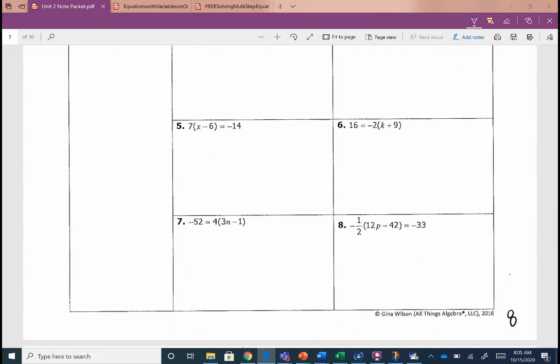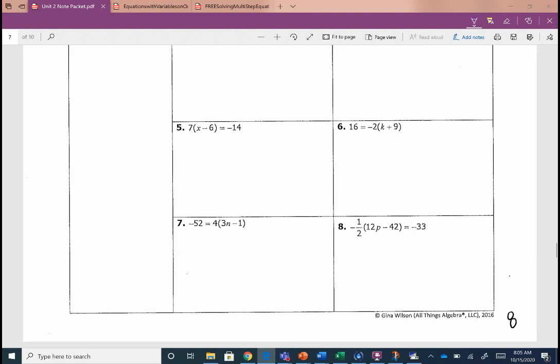So as I take a look at number 5, step 1 says, if we've got to distribute, we distribute first. So let's go ahead. I like to draw little arrows when I distribute. If I have 7 times x, all I can do is put a 7x. I can't do anything else with that.